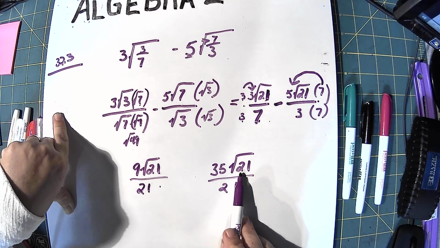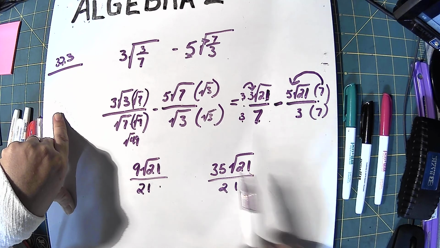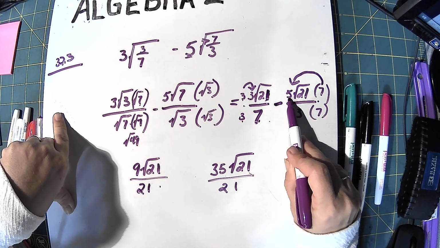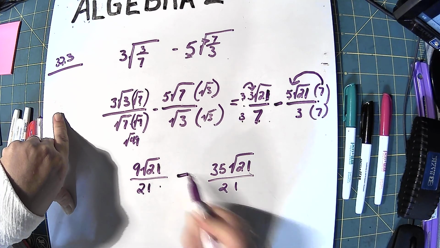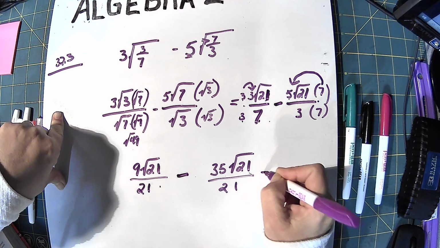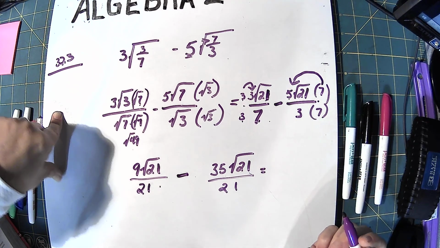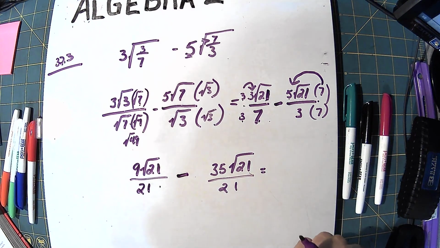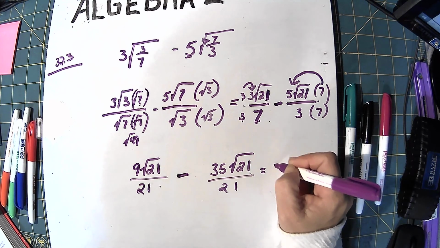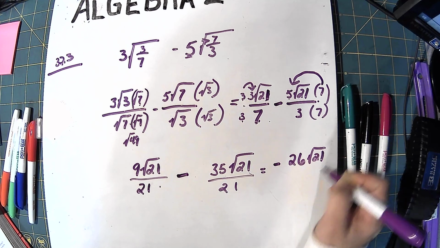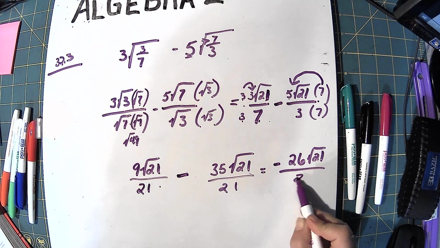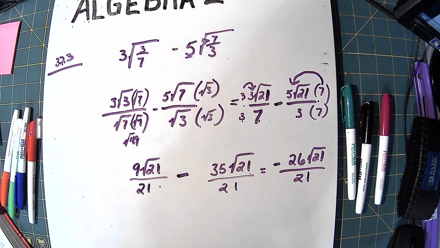Just think of the square root of 21 as being like x. I wouldn't do anything with the x. I would just say 5x times 7 would be 35x. Alright, and that's subtracting. So now I can subtract, and I can say 9 take away 35, which would be negative 26 times square root of 21 over 21. And that's the answer to that one.